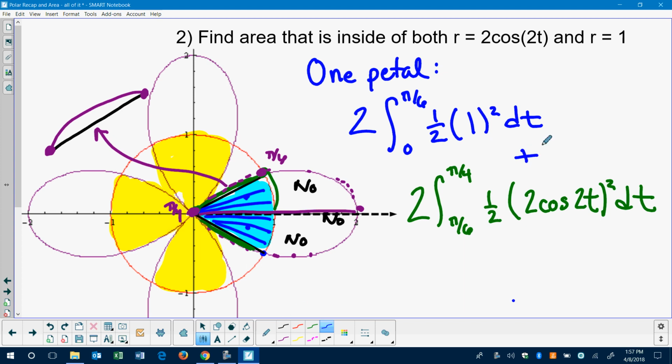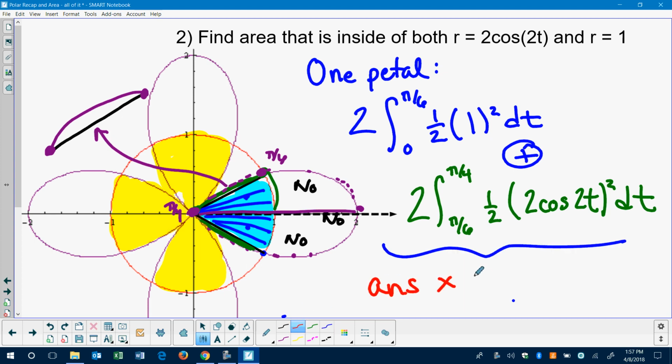All right, so we have one petal. It's going to be this blue part plus this green part, okay? We would find that result and multiply that by 4, and then we would have the full answer for all of the things that were initially colored in yellow. All right, so that's as much as I think we're going to do together.